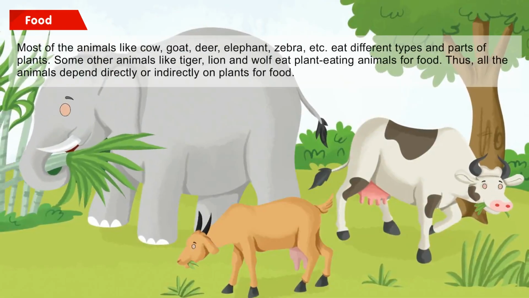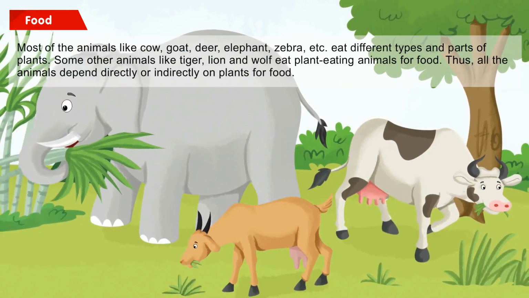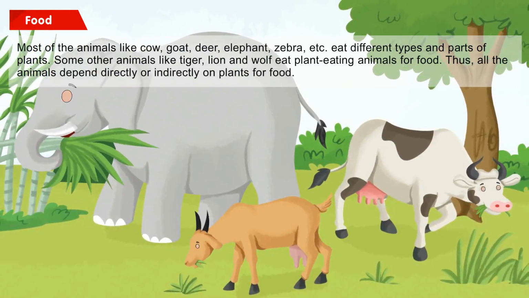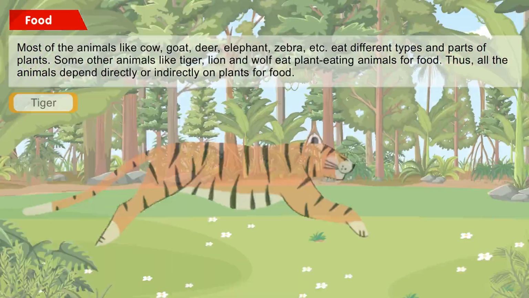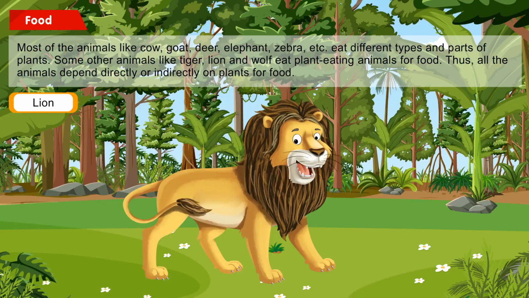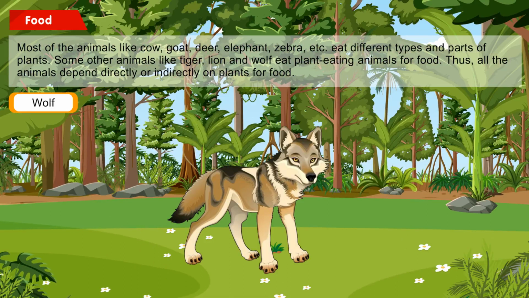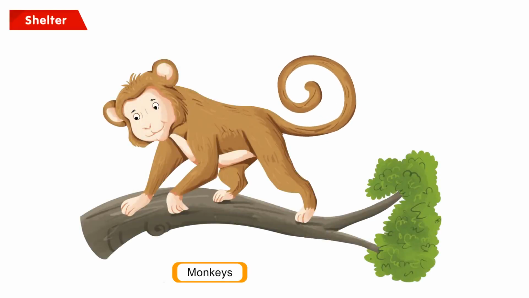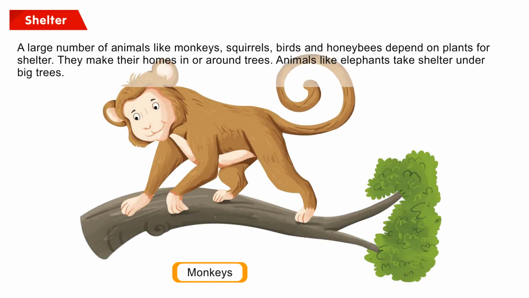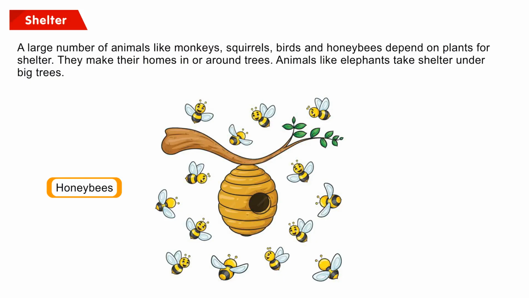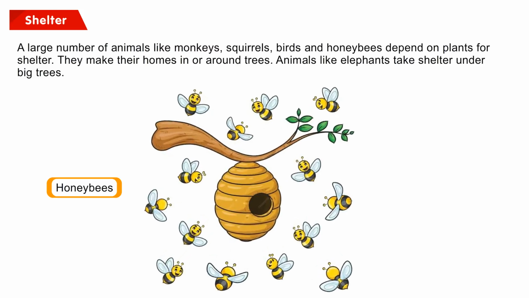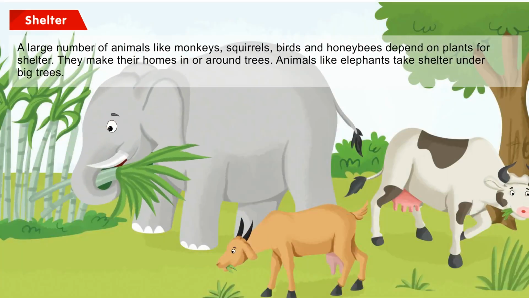Most of the animals like cow, goat, deer, elephant, zebra, etc. eat different types and parts of plants. Some other animals like tiger, lion, and wolf eat plant-eating animals for food. Thus, all the animals depend directly or indirectly on plants for food. Shelter. A large number of animals like monkeys, squirrels, birds, and honeybees depend on plants for shelter. They make their homes in or around trees. Animals like elephants take shelter under big trees.